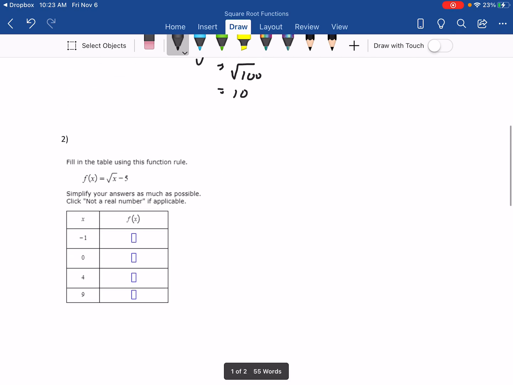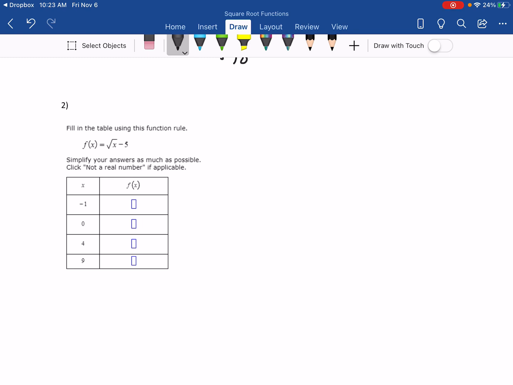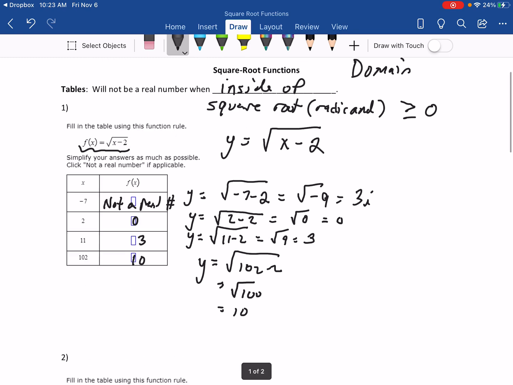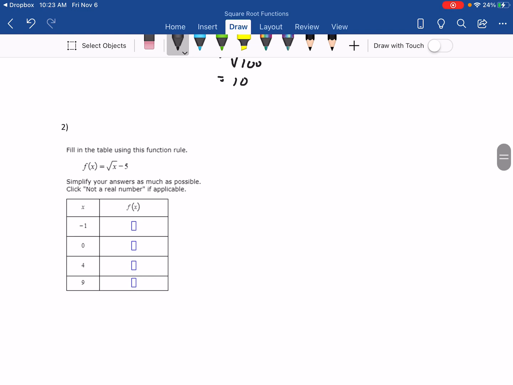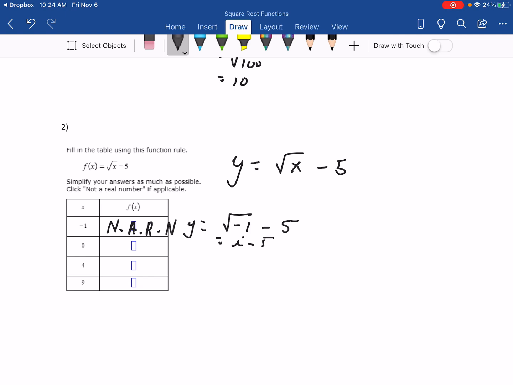All right. So fill in the table using the square root rule. Okay, so we have a different function here, f of x, or y equals square root of x minus 5, and notice the 5 is outside of the radical. So this would be y equals square root of negative 1 minus 5, but that's i minus 5, which is not a real number, okay? So for 0, y equals square root of 0 minus 5, which is 0 minus 5, which is negative 5.